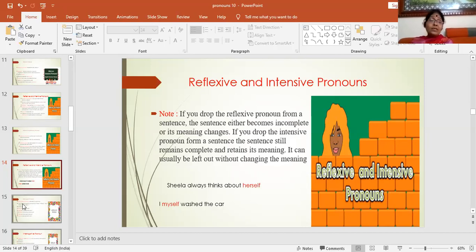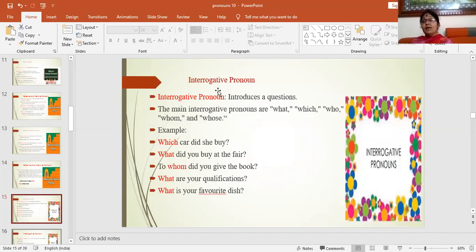Now let us go to another part of our pronouns, the interrogative pronoun, which is very, very important, right? Day in and day out, we ask questions. And to understand something, questioning is very, very important, right? So interrogative pronouns introduce a question. And the main interrogative pronouns are which, what, who, whom, and whose.